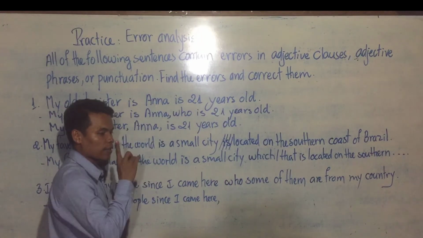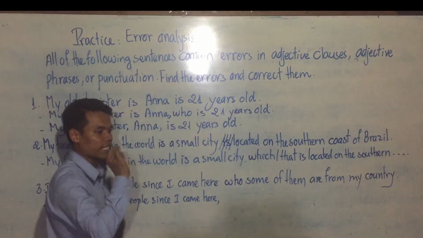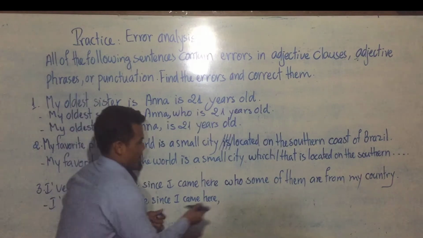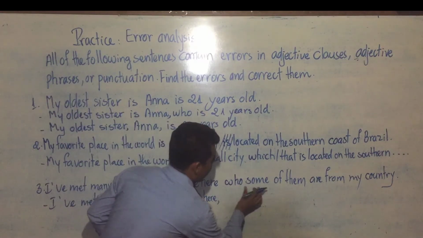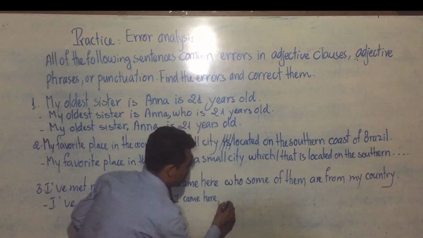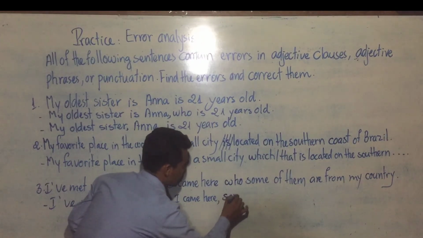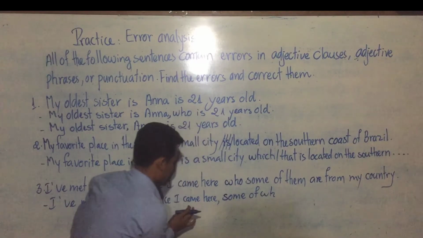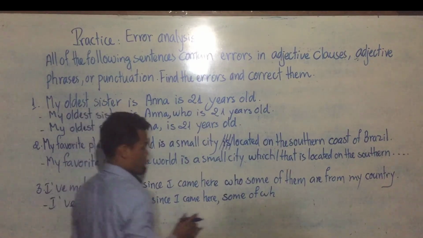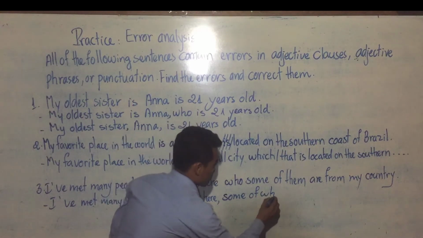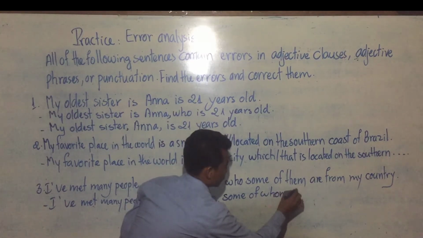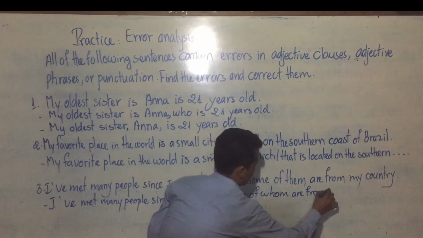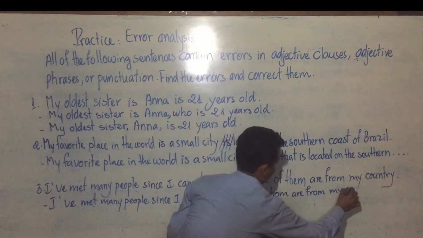You remember one type of adjective clause refer to relative pronoun in phrases of quantity. Then we delete who and all of them. We can write some of whom. People here refer to people. So we use some of whom are from my country.